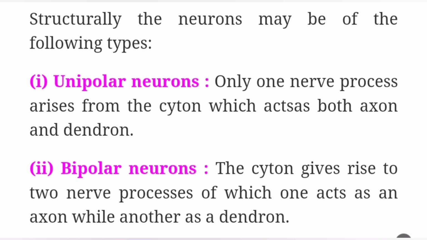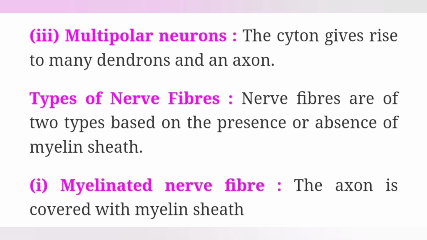First point, unipolar neurons. Only one nerve process arises from the cyton which acts as both axon and dendron. Second point, bipolar neurons. The cyton gives rise to two nerve processes of which one acts as an axon while the other as a dendron. Third point, multipolar neurons. The cyton gives rise to many dendrons and an axon.